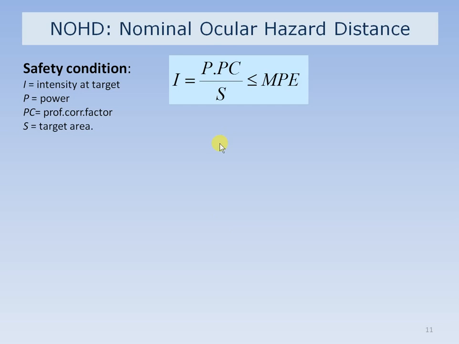The safety condition. I is the intensity at the target, P is the power, PC is the profile correlation factor, and S is the target area, and that must be smaller than the maximum permissible exposure. And this means that the S, the target area, must be larger than the power times the correlation factor divided by the maximum permissible exposure.